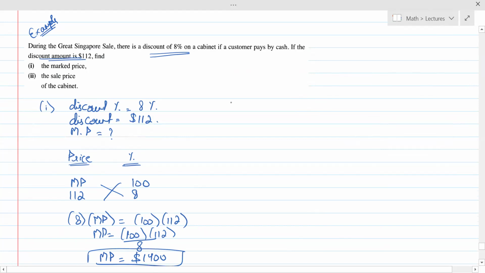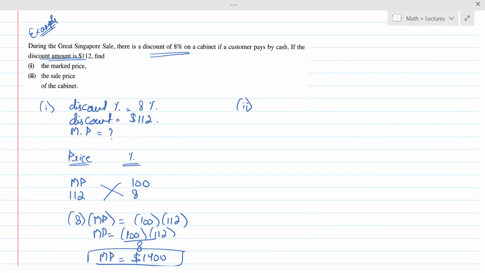Second part, we have to find the sale price. Again, with the mark price known and the discount known, we can find the sale price by subtracting them. Another approach is we can make the ratio method work here to find the sale price.